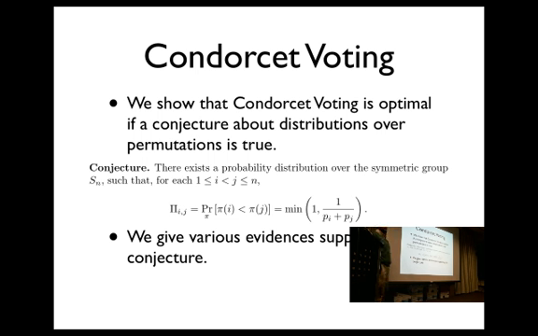we have a conjecture on distributions over permutations, and if the conjecture is true, then Condorcet voting is as good as the optimal centralized algorithm. So you need, again, 1 over epsilon squared many voters. The conjecture is the following. There exists a probability distribution over the symmetric group, Sn, such that for each i different from j, the probability that pi i is less than pi j is the minimum of 1 and 1 over pi plus pj. And if this is true, then with a couple of equations, you can show that 1 over epsilon squared many voters will be enough.